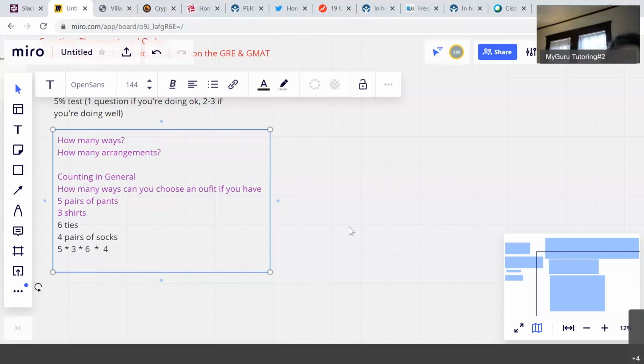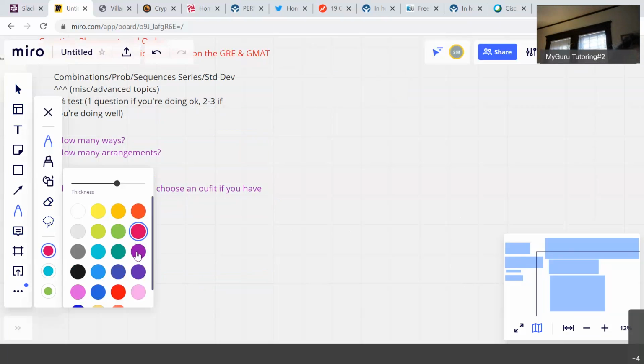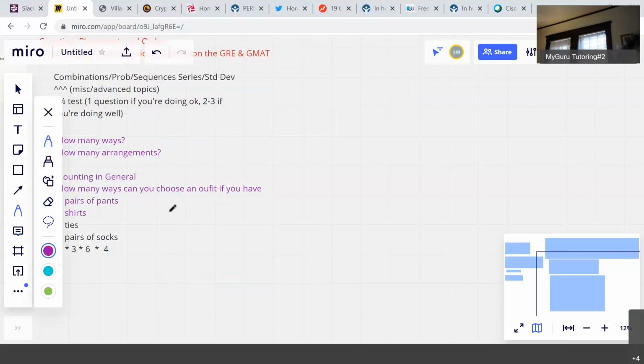You can also map it out to see why that works. I'm not going to draw the entire thing out, but it can help to visualize these kinds of things. So what do we have? We've got 5 pairs of pants. Let's draw a few of them.